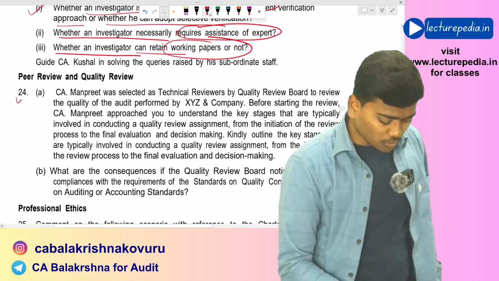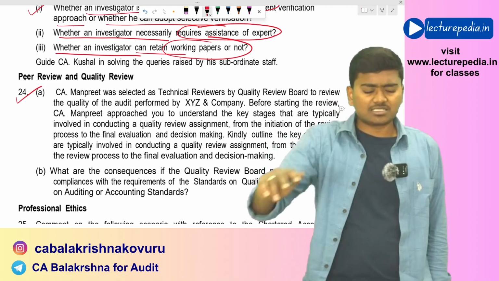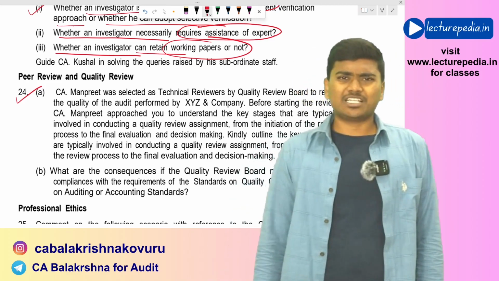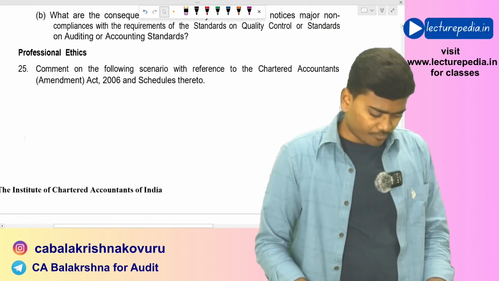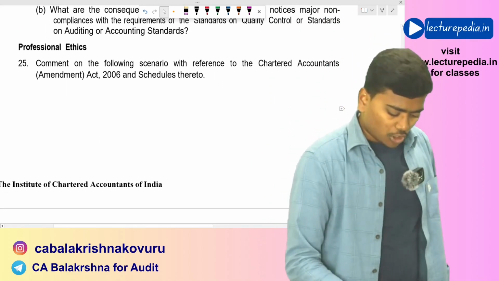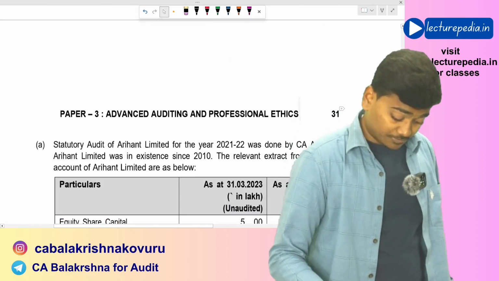Sorry, question number 24. It is with respect to the various stages that are involved in the quality review. Okay, you can go through those stages that are involved in the quality review. Next, question number 25. Comment on the following scenario with reference to the CA Act. Let us see.